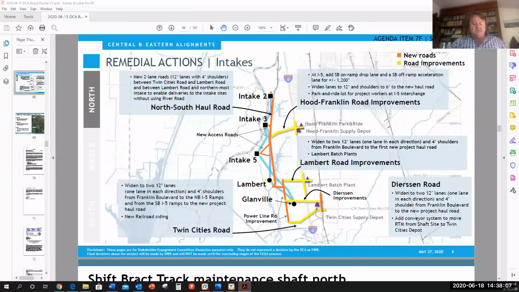Another alternative that should be considered would be to route the trucks on a new north-south haul road only after most of the migratory waterfowl have departed or before they arrive. In other words, from spring to early fall.